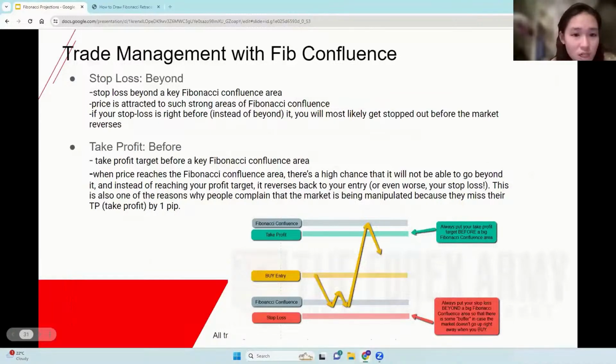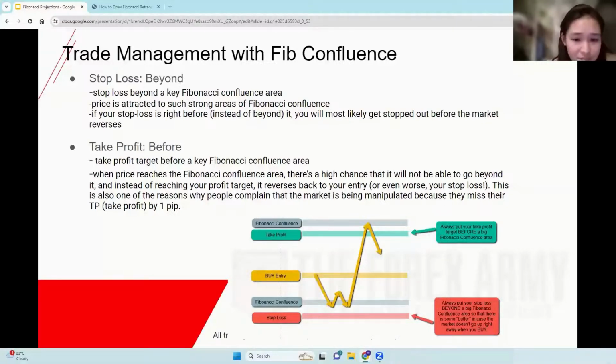Okay, so following our Fibonacci techniques, trade management is also super important. What we typically recommend is to place your stop loss beyond your key confluence area and your take profit before it. For stop loss, the reason to place it beyond is because more often than not, price is attracted to such strong areas of Fibonacci confluence. So if your stop loss is right before instead of beyond that confluence area, you'll most likely get stopped out before the market reverses. That's also one of the reasons why people wonder why they got stopped out right when the market starts to reverse and then complain about stop hunting.